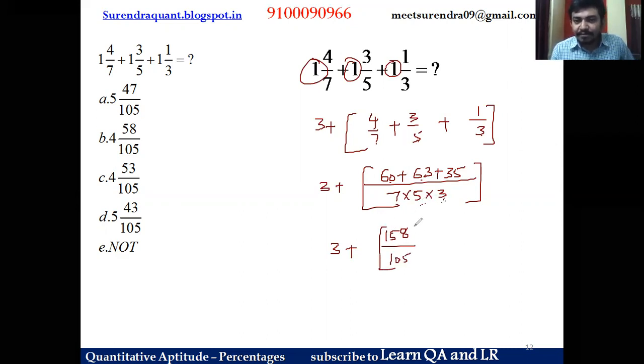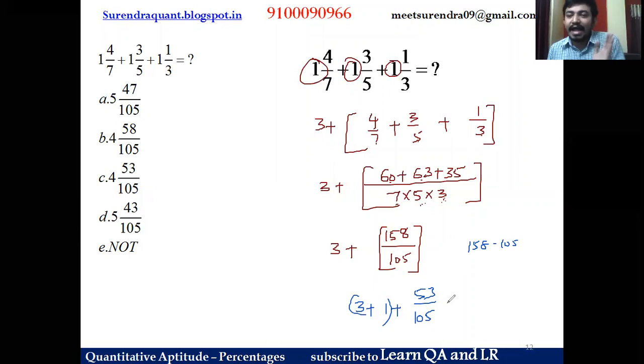But in this 158, 105 goes one time, right? Out of 158, 105 gone. If 105 is gone, the balance is 53. So 53 by 105 will be the remainder. So 3 plus 1, 4. Let us add all integers. 4 and 53 by 105. So 4 53 by 105 makes sense. And this is option C.